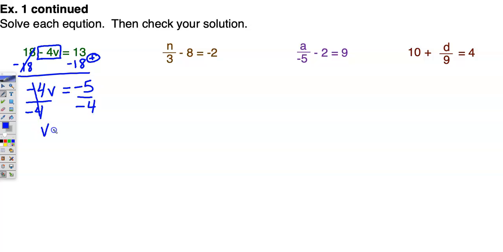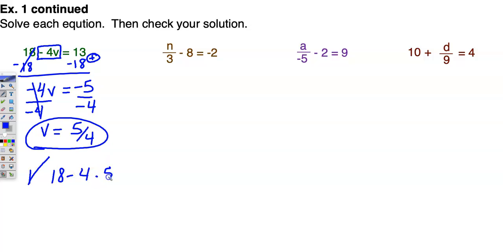So we end up with v equals negative 5 over negative 4. Those double negatives make it a positive 5 fourths. And you can leave it improper as long as it's simplified. So we're going to try to check that and make sure it's right. So here's our check. 18 minus 4 times 5 fourths, because that's our solution for v, equals 13.